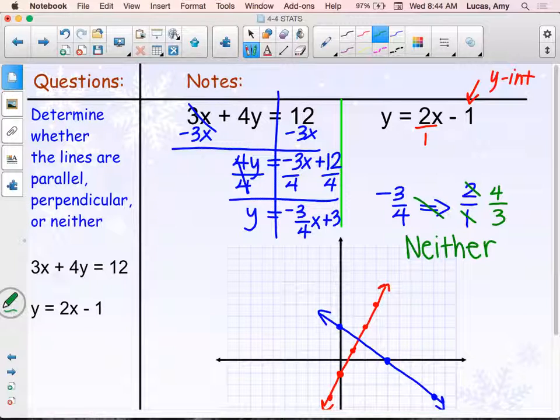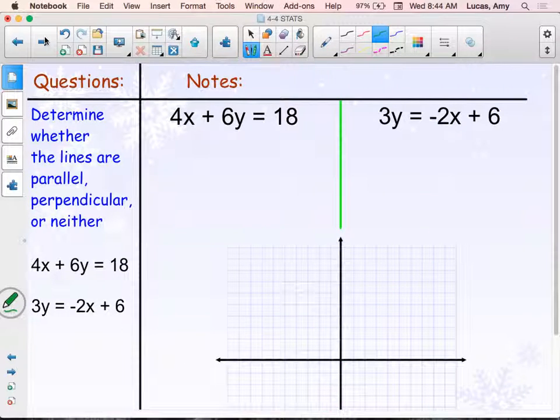Looks close to perpendicular, but obviously it's not, because the slopes would have to be related in that way for it to be perpendicular. So it might be close to 90 degrees for that angle, but it's not 90 degrees. All right, next one.